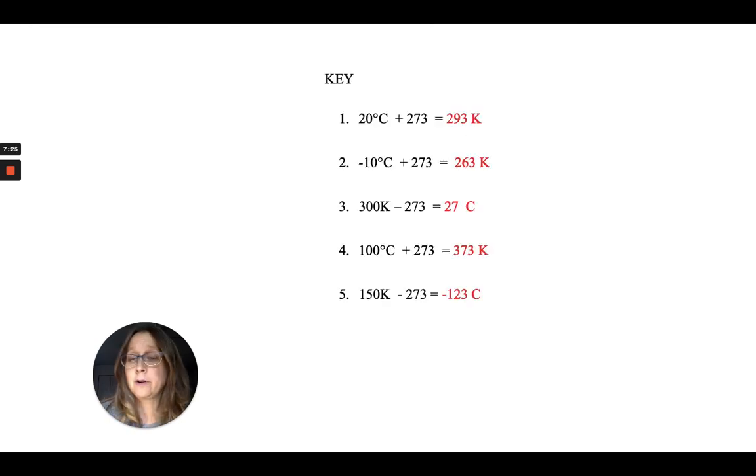Okay, hopefully you're unpausing the video. Here are the answers. We're converting from Celsius to Kelvin. You are going to add 273. Again, Celsius to Kelvin, add 273. Here's Kelvin to Celsius, so we'll have to subtract 273. Here's Celsius to Kelvin, so we're adding 273. And here's Kelvin to Celsius, so we're subtracting 273.